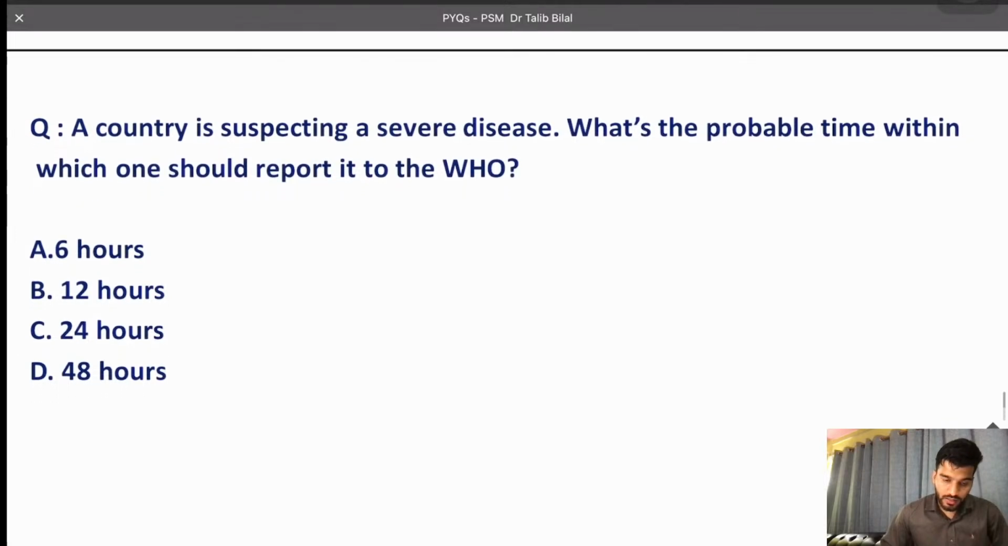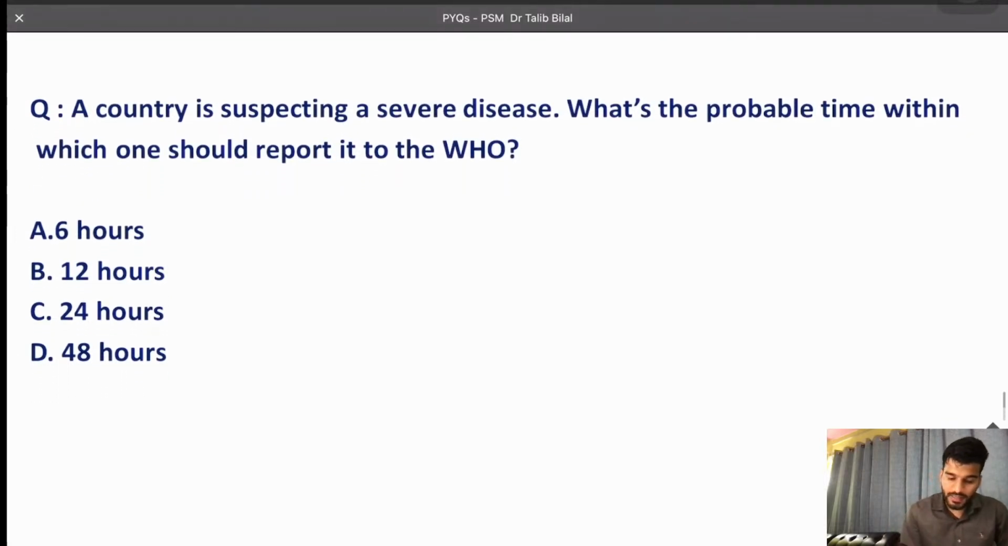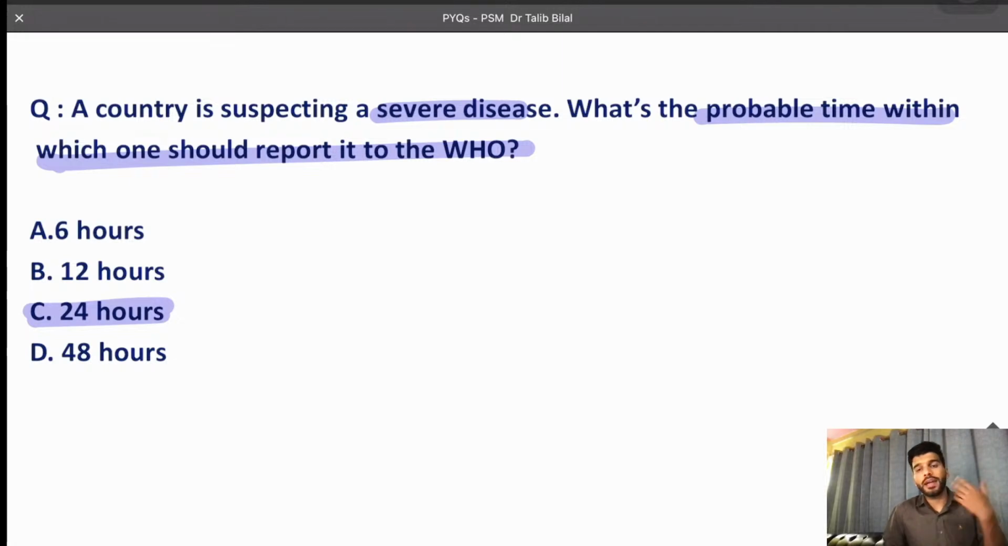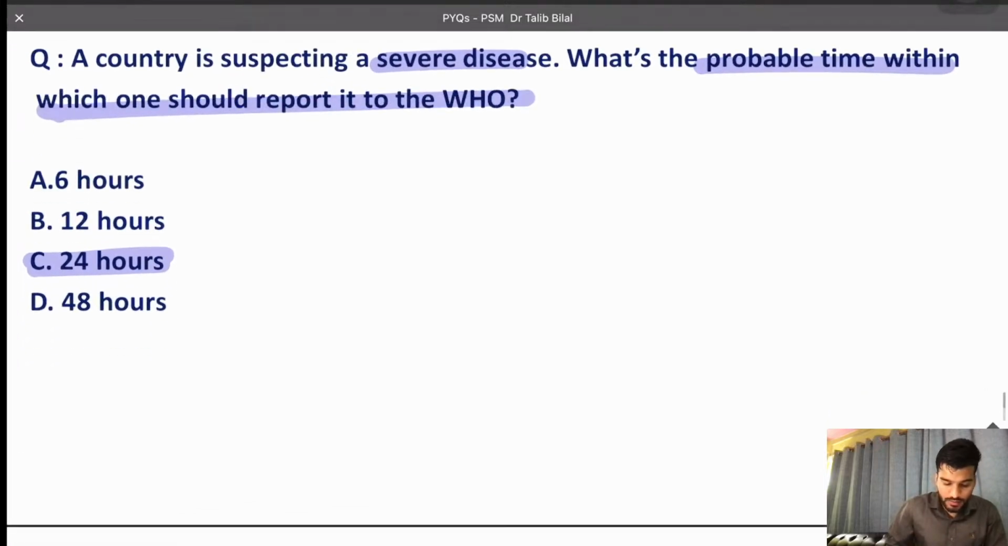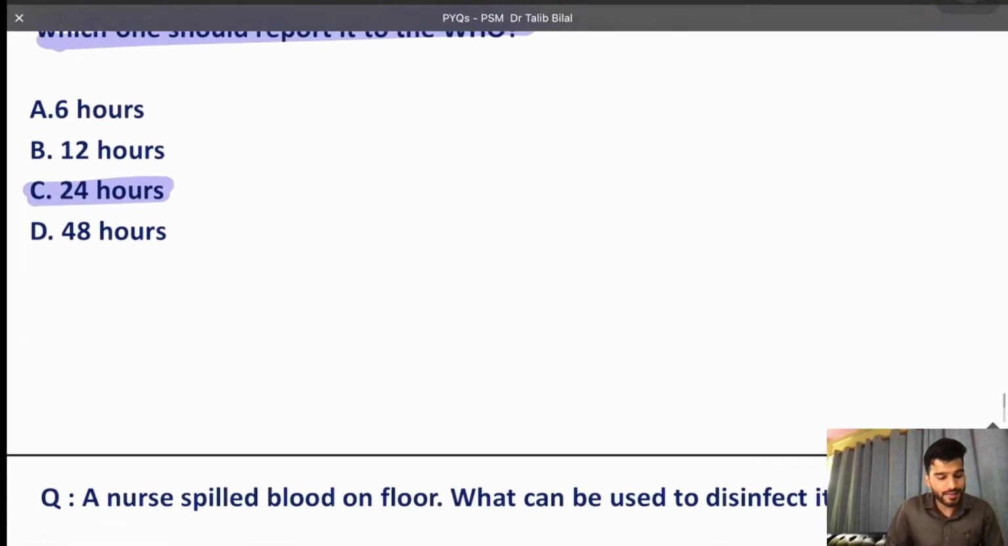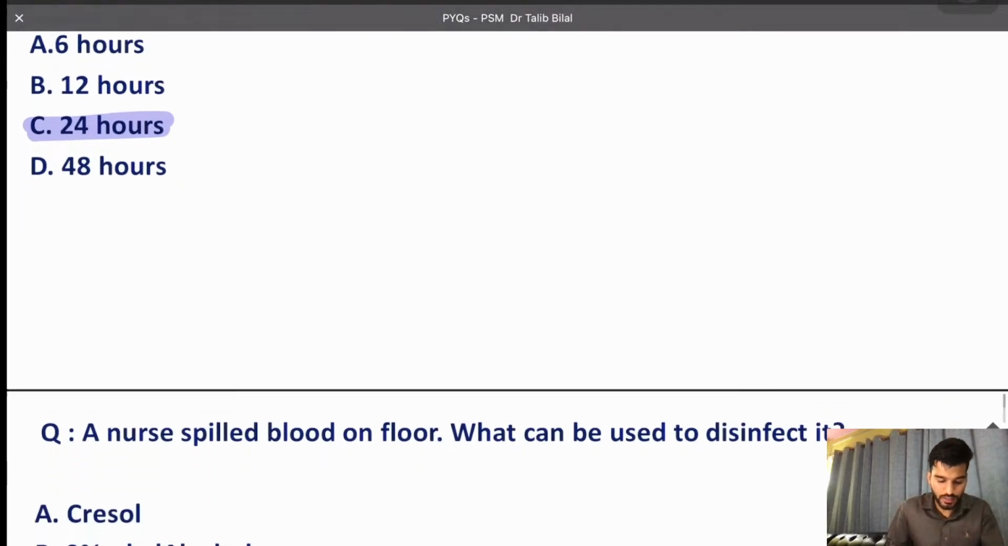A country is suspecting a severe disease. What is the probable time within which one should report it to the WHO? How many hours? Yes, correct, it is 24 hours. The country can take 48 hours to assess the condition, but they have to report it within 24 hours for severe disease, for example anthrax. All the severe disease you have to report to the WHO within 24 hours. You can assess it in 48 hours, but reporting should be 24 hours.